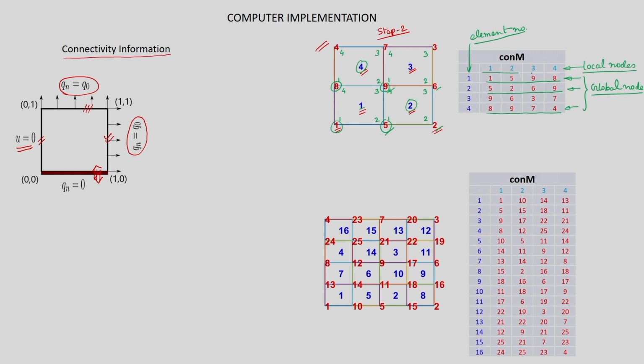So, in fact, we are not storing this first row and this first column, because we know that if I have to look at the third element, I have to go to the third row. If I want to look at local node 3 of element 3, then I will look at the third row, which corresponds to element 3, and the third column, which corresponds to the third local node, that is 3. So, this is the global node number corresponding to the third local node of element 3.